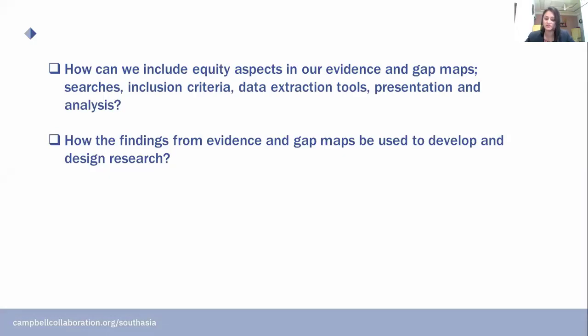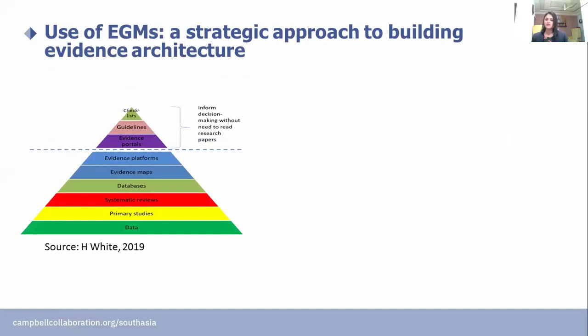and we'll take you through these questions. But before I get on to the equity issues directly, let me quickly talk about the use of evidence and gap maps. What you see here on the screen is what we call a strategic approach to building evidence architecture, and this is from a paper by Howard White, the CEO of Campbell Collaboration. If you see the top three levels of the evidence architecture, these are called evidence decision-making products that are helpful to inform decision-making without having to go back and read the full paper or full systematic reviews.